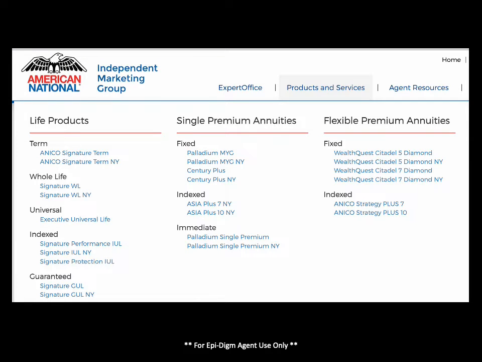All right, let's stack. I'm going to talk about two MYGAs today: American National and Athene. Let's start with American National.